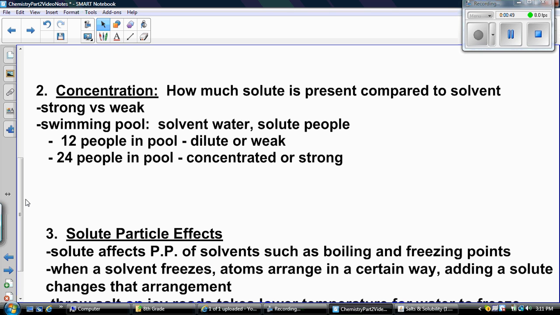So if you think about a swimming pool, the solvent is the water, the solute is the people. 12 people in a pool is very dilute or weak. 24 people in the pool is a concentrated or strong solution. So the more solute there is, the easier it is for the solvent to find that solute and dissolve it. Unfortunately, things can get supersaturated, and that means no more can dissolve, but we've already talked about that.